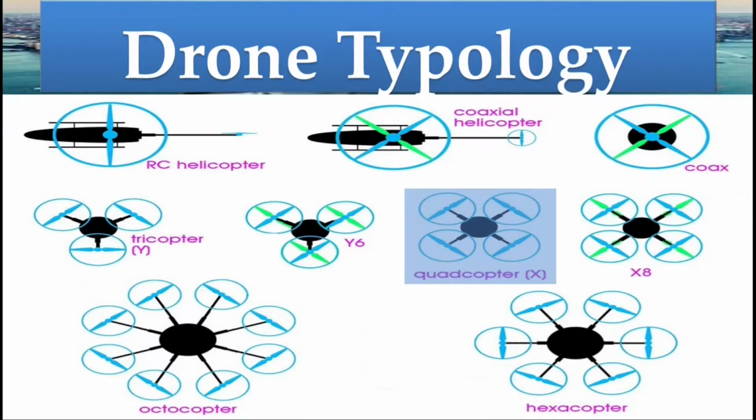Next is the most popular quadcopter. It is widely used by the beginners for learning as it is in shape of X. Also we can use it in shape of plus sign. This is X model which uses 4 propellers.